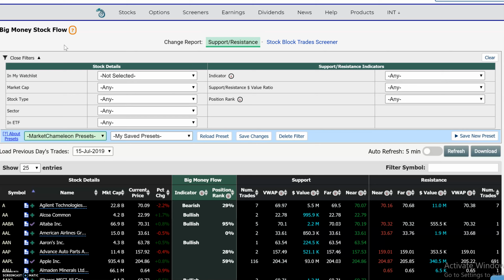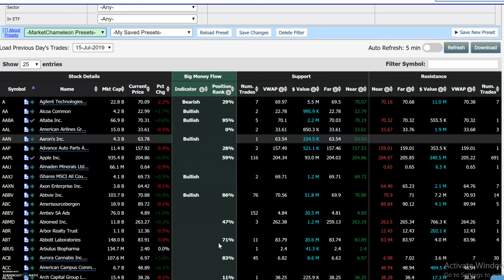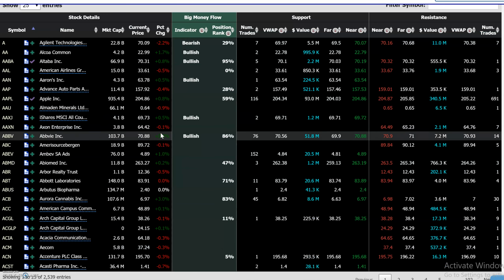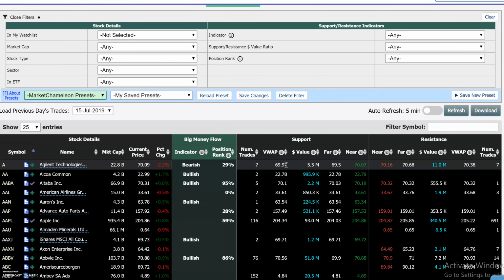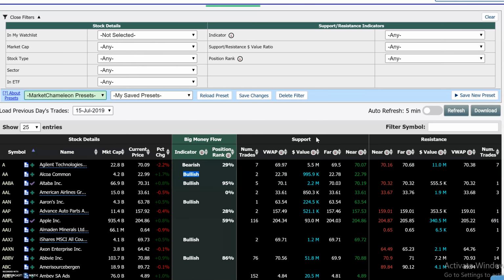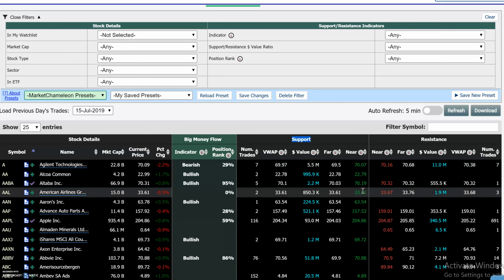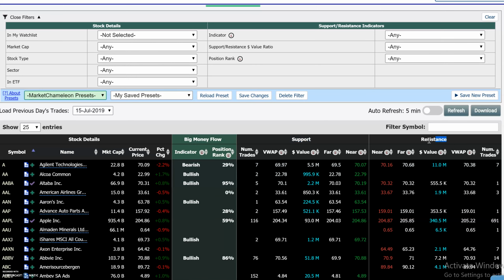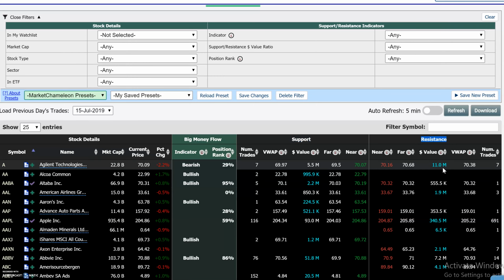Are they moving in a bullish or a bearish manner? I'm going to get into this table over here and just describe to you what's going on. This is a list of the stocks. Then we aggregate the block trades throughout the day and look at whether they're moving in a bearish or a bullish manner. On this side, we first look at the support: all the block trades and the inflection points that are below the current stock price, and then all the block trades aggregated above the stock price.